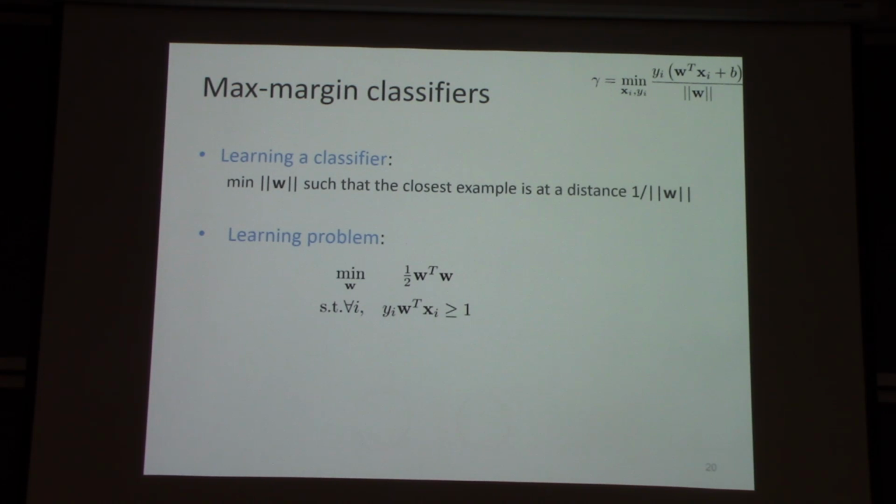Effectively what you want to do is minimize the norm of W such that the closest point is at a distance 1. But how do you set this to 1? You frame it as a constraint. If the closest point is at a distance 1, then every point should be at a distance more than 1 over norm of W.